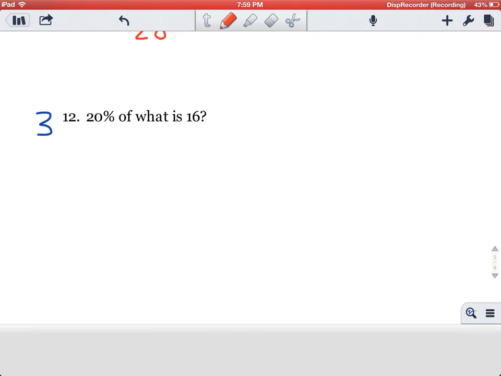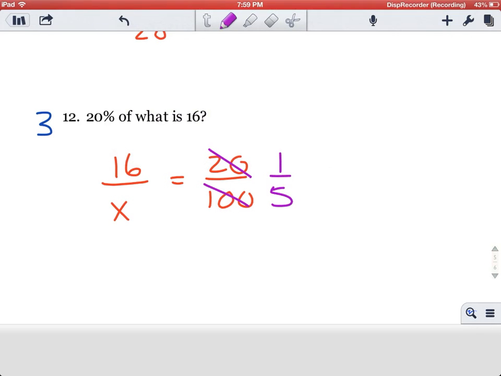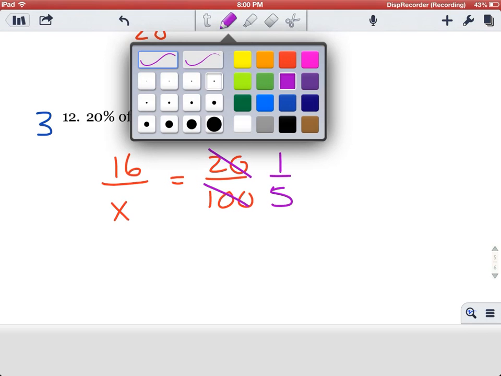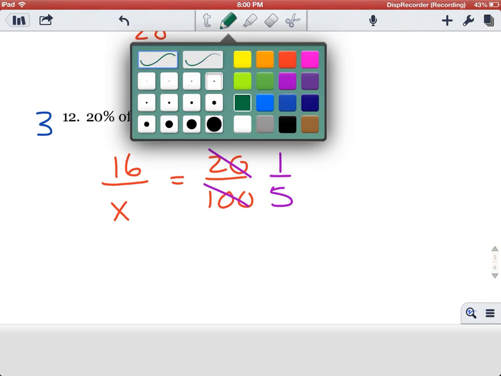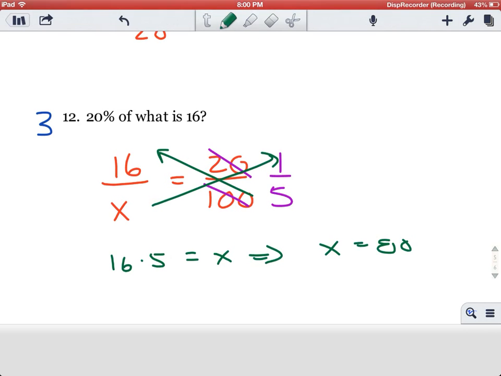20% of what is 16? So the setup is over of equals 20 over 100. This reduces down to 1/5. And for this one, we can simply cross multiply because x is in the denominator. So we get 16 times 5 equals x. X equals 80.